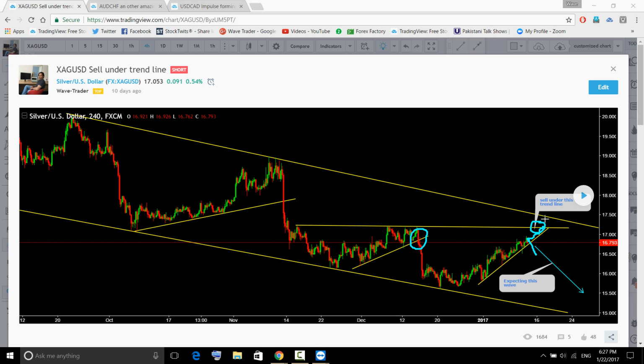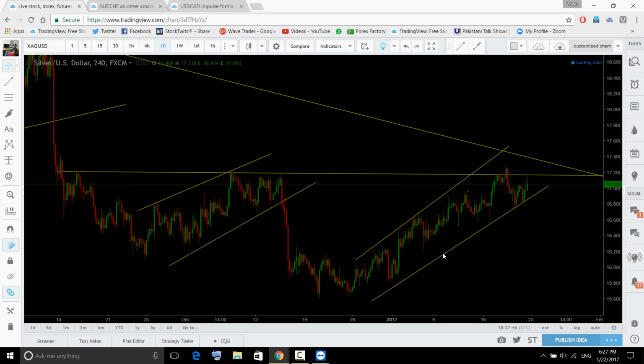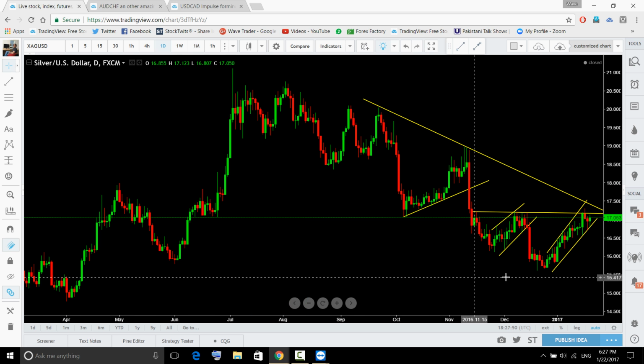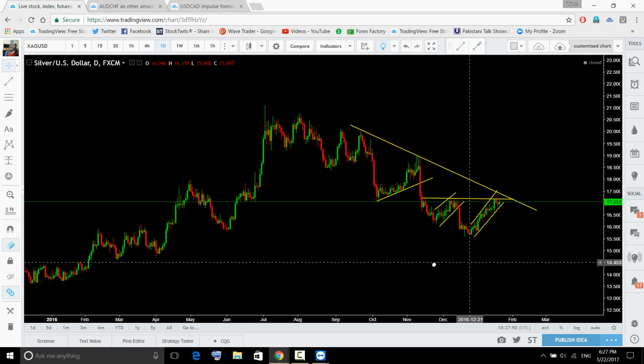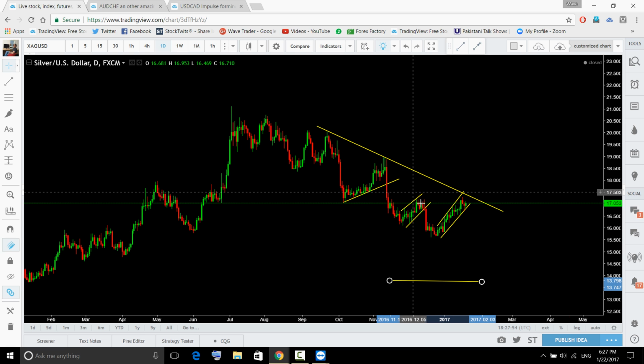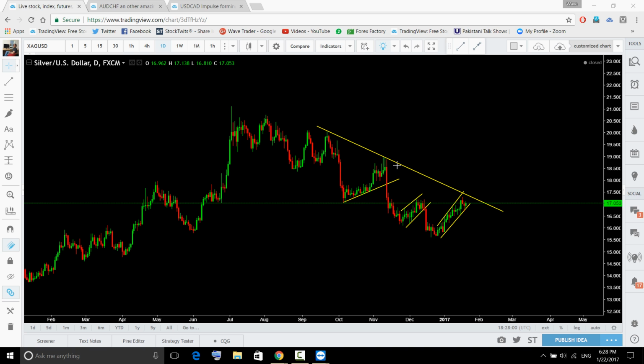So the whole structure, the whole zone is for reversal, yeah. The whole place is a reversal place. Price can reverse from this point to the downside. So the move may appear to the downside, guys.